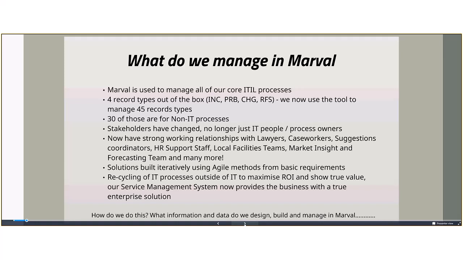Like most service management systems, it comes with 4 default record types out of the box. Those being incident, problem, change and request fulfillment. To show just how much we've expanded on that, we now use the tool to manage 45 different record types, and 30 of those are actually for non-IT processes. So our stakeholders have changed. It's no longer just IT people we work with and IT process owners. We're building strong relationships across our business.